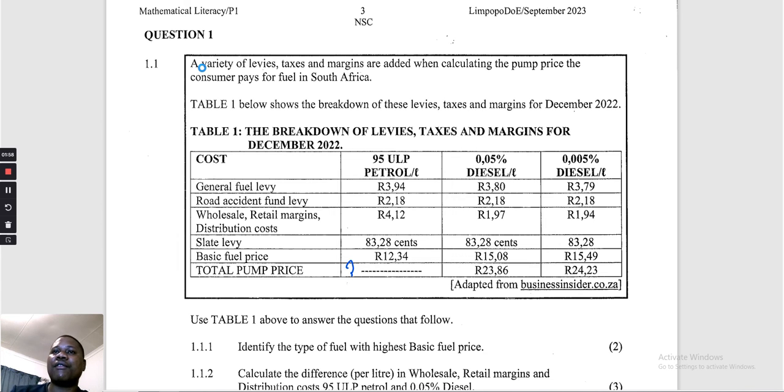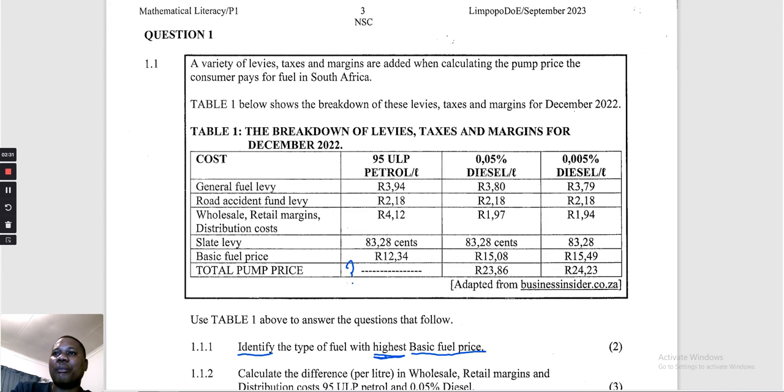The first question goes like, identify the type of fuel with the highest basic fuel price. Remember the action verb here, it says you identify. So what is it that you are going to identify? A basic fuel price. But what kind of basic fuel price? The one that is the highest. You see, I am breaking down that statement.